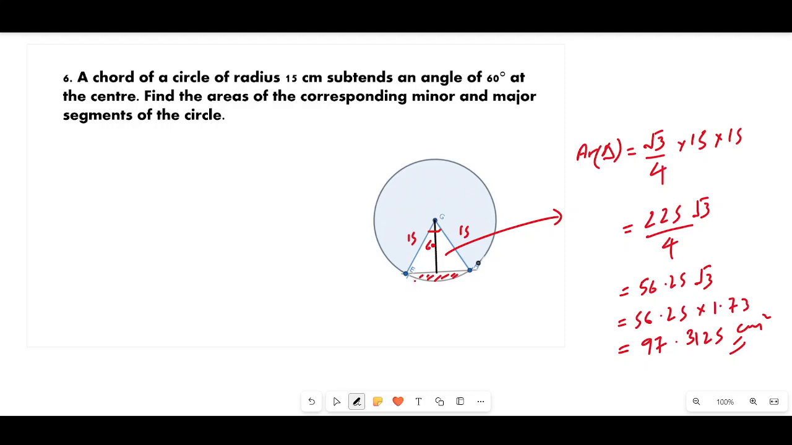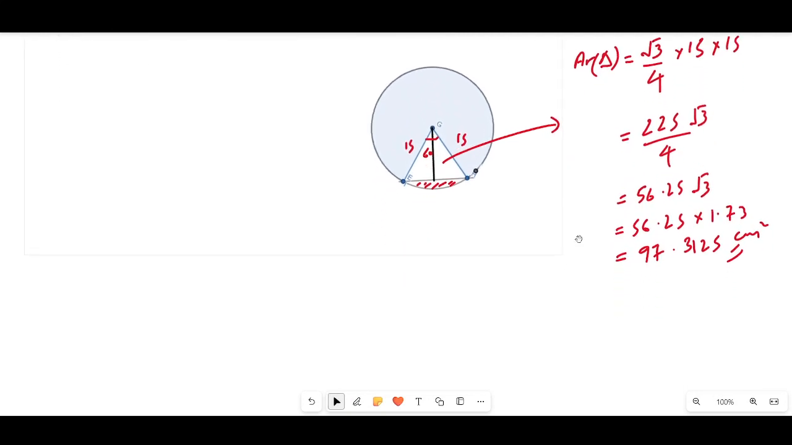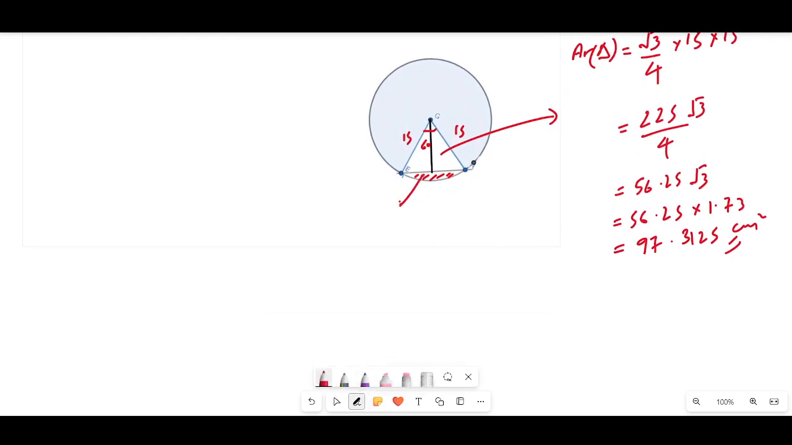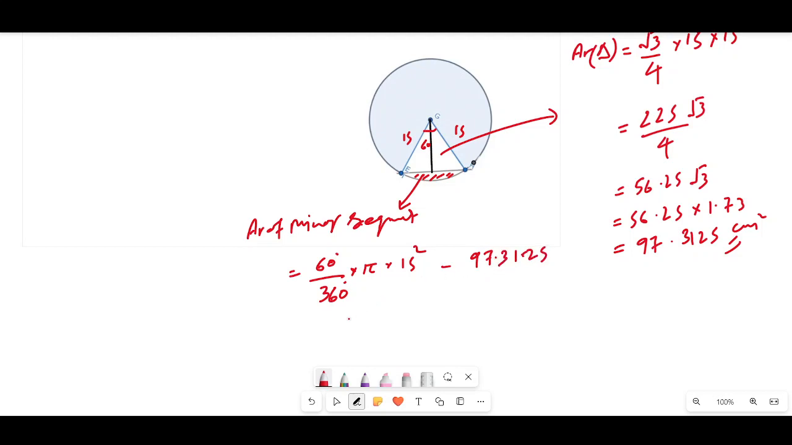Now what is the area of this minor segment? Area of minor segment, that is the next part. Area of minor segment, that means this is first area of this minor sector. This is 60 by 360, then pi r square. Pi r is given that 15 square. Clear? Now minus area of triangle 97.3125. Clear?